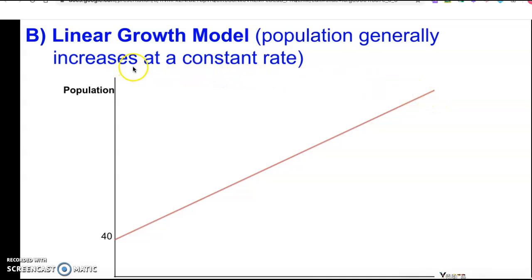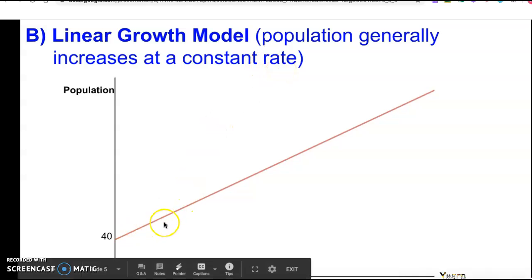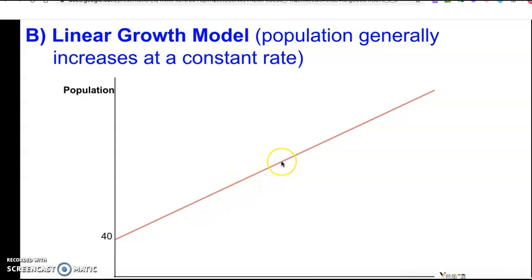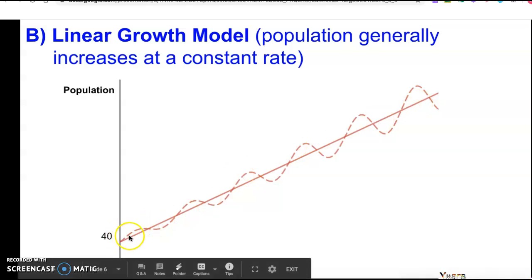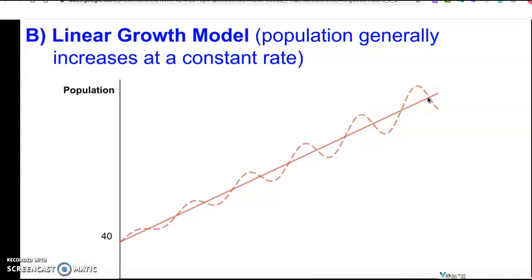And we say that it increases at a constant rate. So every year that goes by, we get more rabbits, but we get about the same growth every year. And when you graph that, it makes a straight line. And just like last time, maybe we'll add some fluctuation. So it can go up and down a bit, but in general, it follows this pattern of increasing at nearly a straight line. That's a linear growth model.